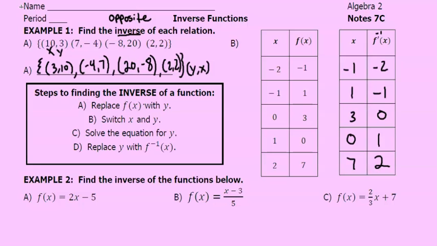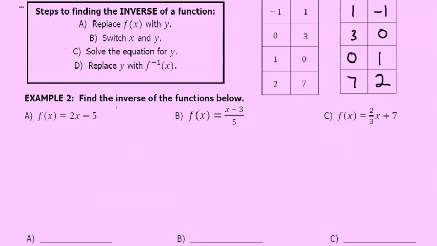The steps for finding an inverse of a function. You will replace f of x with y so it's easier to write. You will switch the x and y in the equation, solve the equation for y, and then replace that y with f inverse of x. Basically what you're doing is solving for x, and x is now the output instead of the input.